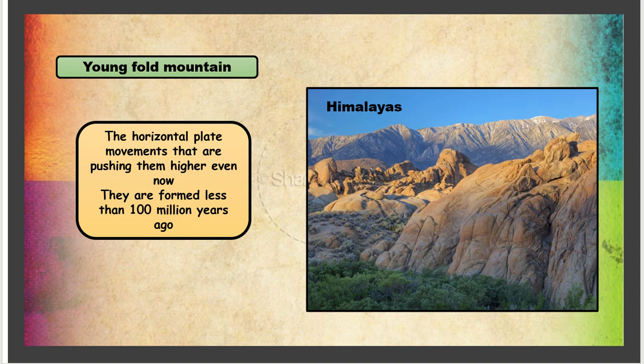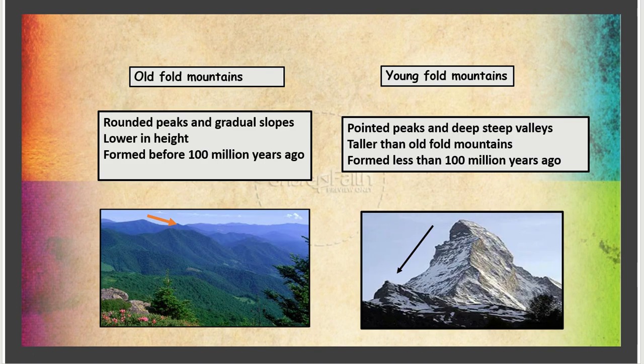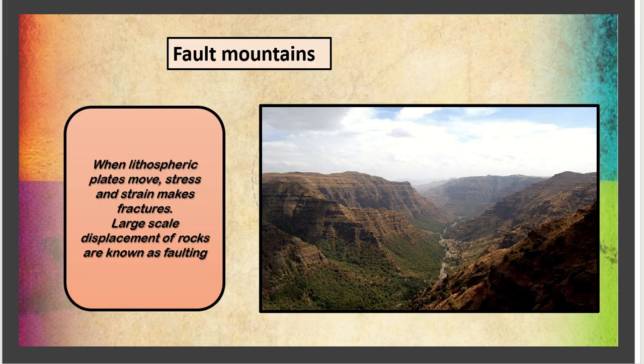Okay, now the difference between old fold and young fold. The old fold has round peaks and gradual slopes. They are lesser in height. It is formed more than 100 million years ago. Young fold has pointed peaks and steep valleys, taller than old fold mountains, formed less than 100 million years ago. These are the major differences between old fold and young fold.